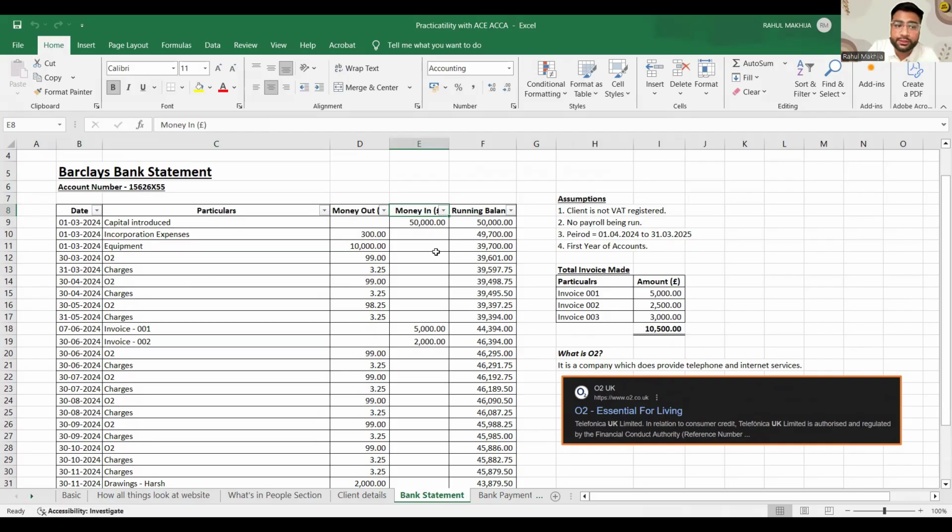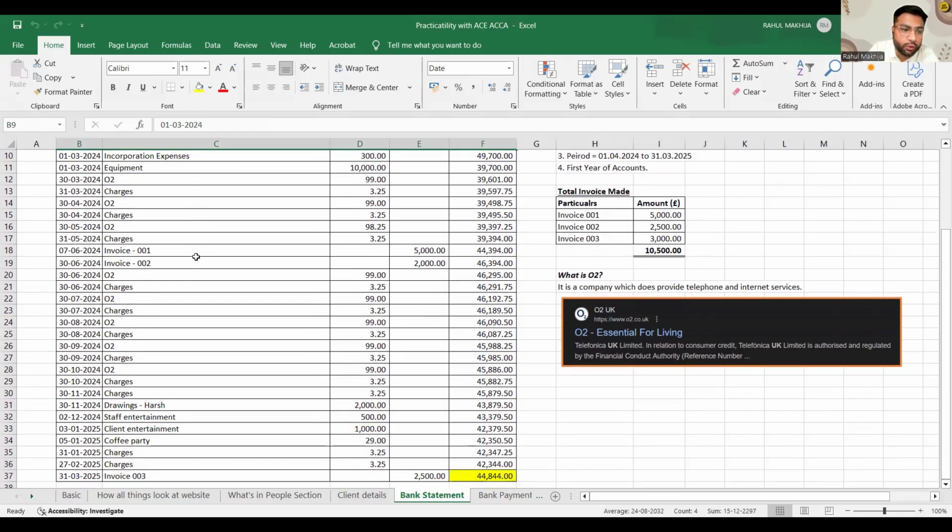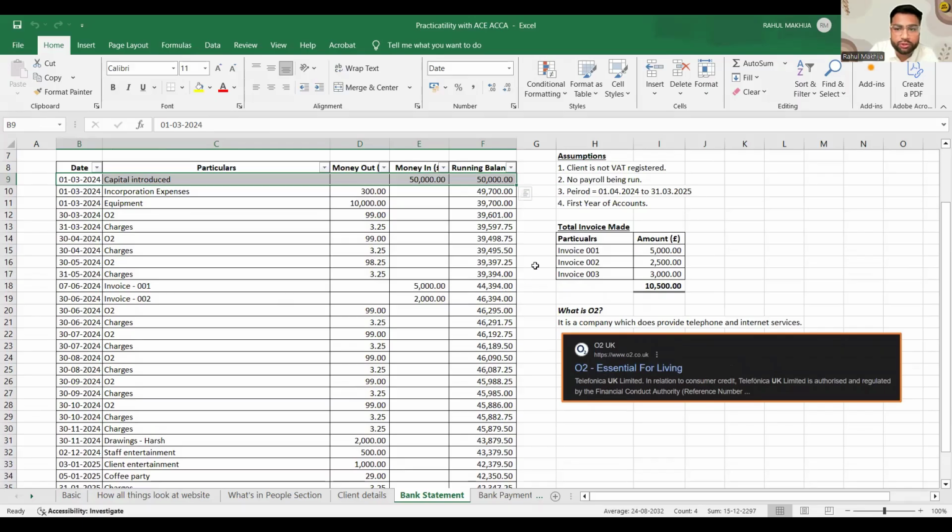So on 1st of March 2024, directors have introduced capital of £50,000, and later on have incurred so many expenses and also income. Here are the total invoices of sales which we have made in the full year. And here are a few assumptions we have taken.